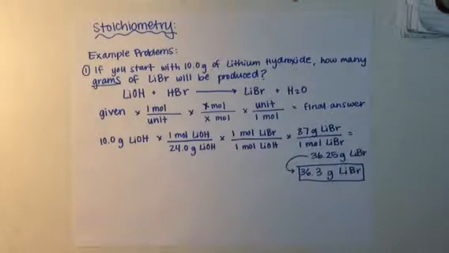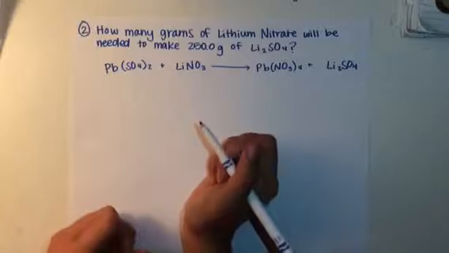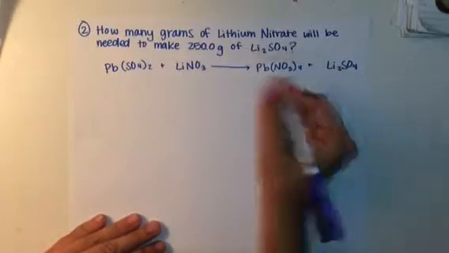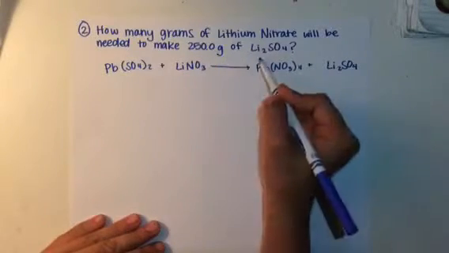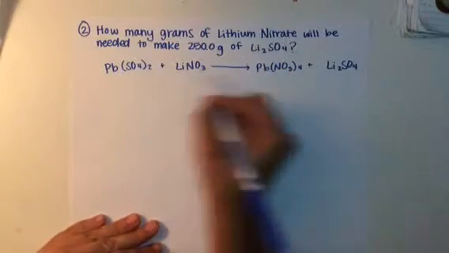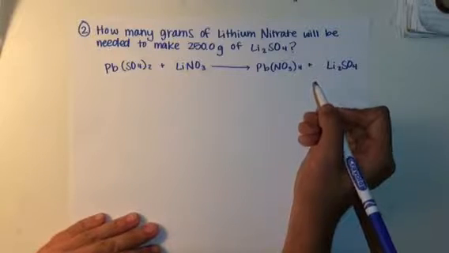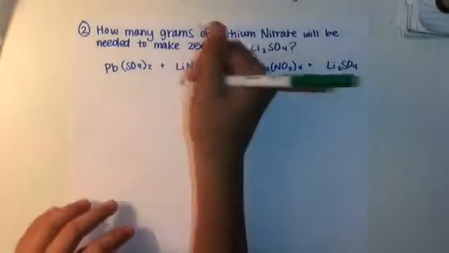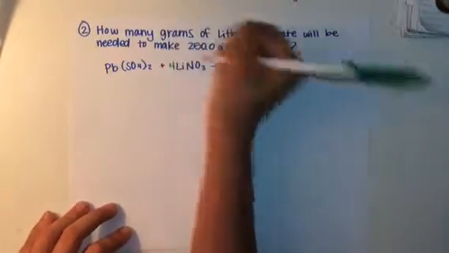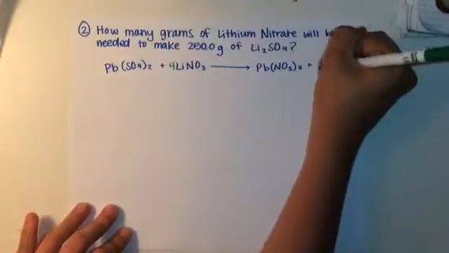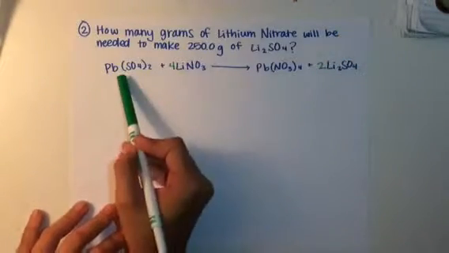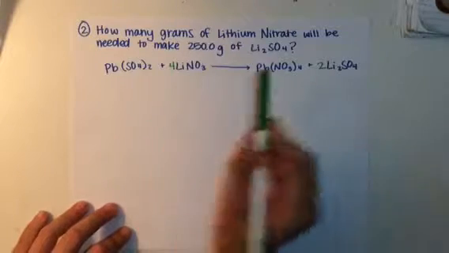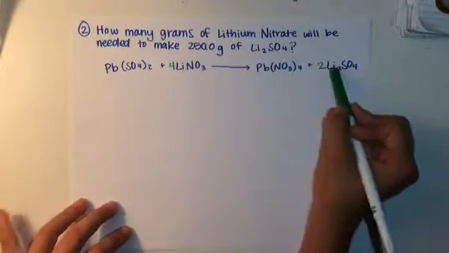Okay, so for example 2 on stoichiometry, the problem is, how many grams of lithium nitrate will be needed to make 250 grams of lithium sulfate? So the equation is given to us, and all we have to do now is balance it. So the balanced equation is going to be 1 mole of this reactant, 4 moles of this reactant, 1 mole of this product, and 2 moles of this product.